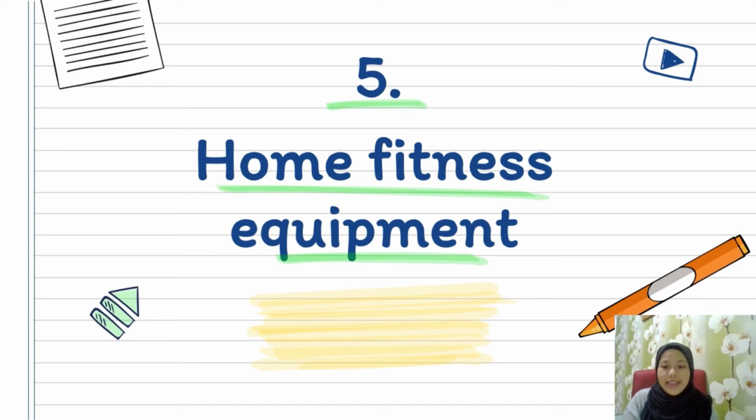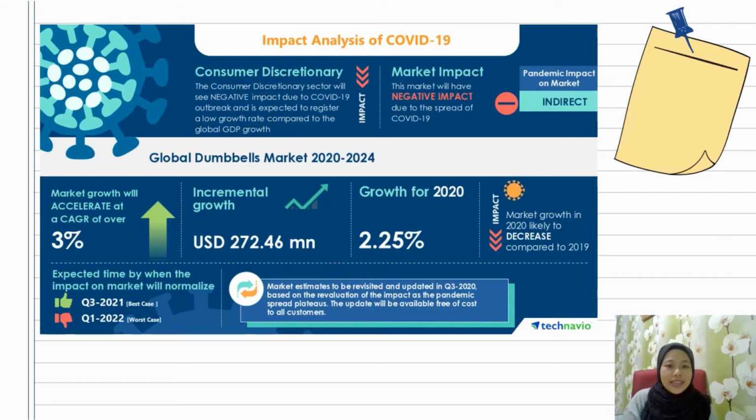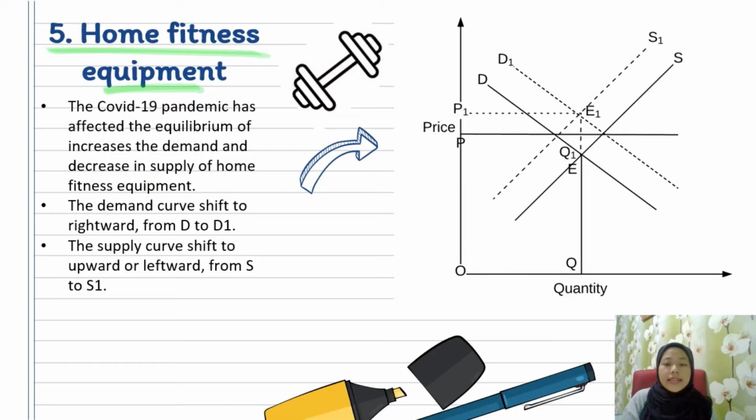I would like to proceed with the last question, which is home fitness equipment. So let's start. The diagram is from the global dumbbell market, which shows the impact of COVID-19. The market will have a negative impact due to the spread of COVID-19, and the market growth in this year is likely to decrease compared to last year. So let's see the diagram.